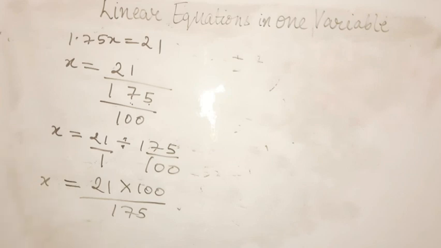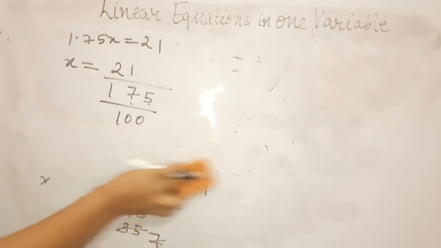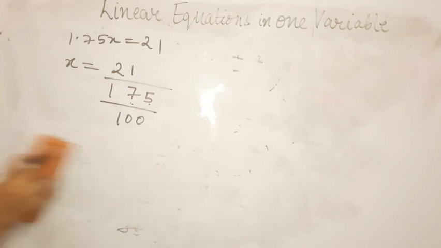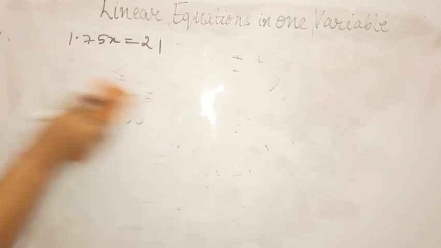Just simplify this. 5 3s are 15, 2 remainder, 5 5s are 25, and then 5 2s are 10, 5 0s are 0, then again 5 7s are 35, 5 4s are 20, 7 1s are 7, 7 3s are 21. Now what is left in the numerator? 3 multiplied by 4. And what is 3 multiplied by 4? It is 12. So what is the value of x? The value of x is 12. So we have found the value of x.